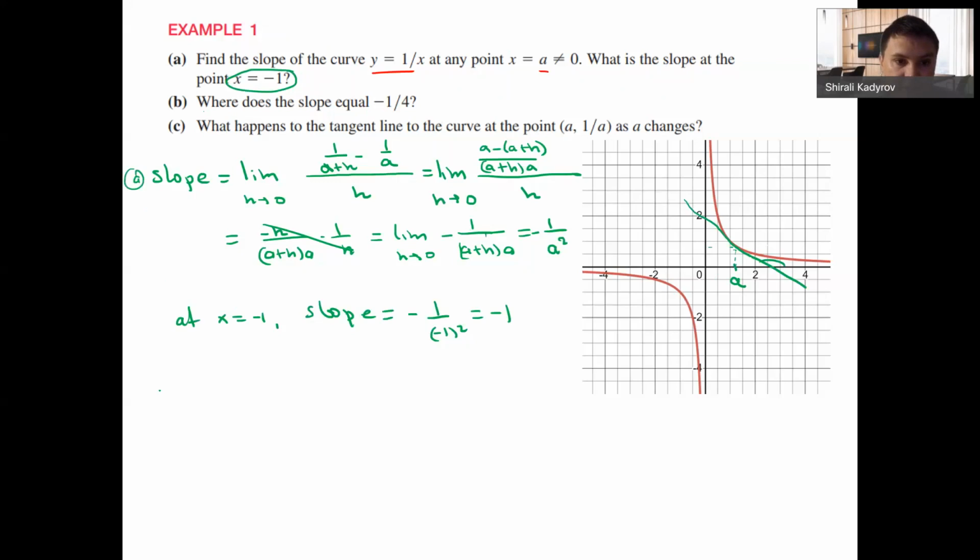Now let's answer b. Where does the slope equal minus 1 over 4? I already have the slope, it's a general formula, so I'm lucky that I found the general formula. So this is asking when I will get minus 1 over 4. So minus is cancelled. We see that this is if and only if a squared equal to 4, which means a is equal to plus minus 2. So at negative 2 and at positive 2, the slope is going to be minus 1/4. Okay, next.